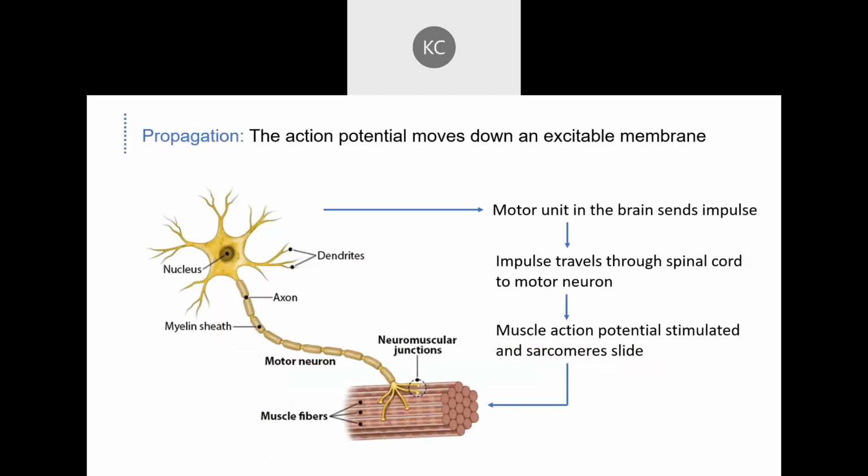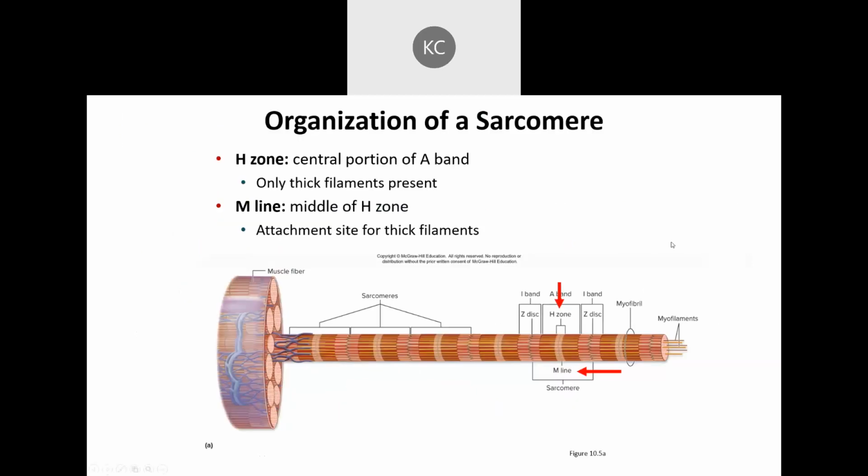The whole reason we're talking about these different bands and zones is that whenever we contract, they can change size. Whenever we contract and pull these together, our Z discs get closer together, so the sarcomere shortens. We can also pull our actin in and take away our H zone, so instead of just thick filaments, you have both thick and thin filaments. And so you can look at a sarcomere on a schematic or an actual image and see whether the muscle is contracted.